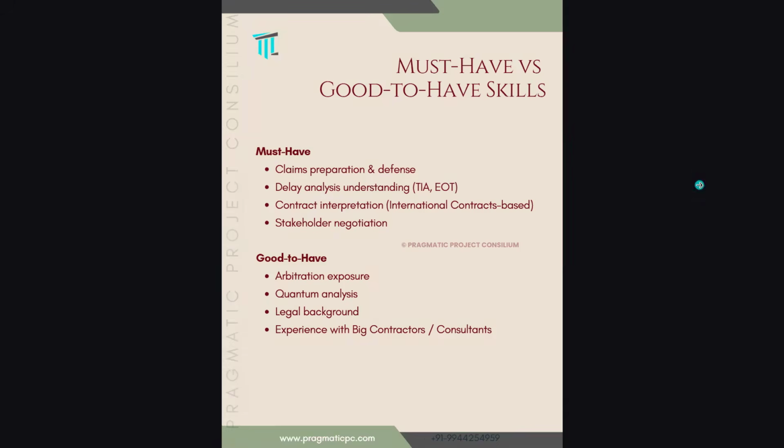Must-have versus good-to-have skills. The must-have, non-negotiable skills are claim preparation and defense, and delay analysis understanding. I've seen most QS background people don't have a proper understanding of delay analysis. And people from a planning background have a good understanding of delay analysis, but they don't understand contractually how they can claim it. So pure technical analysis doesn't help, and pure contract knowledge doesn't help. You should have a blend of both.